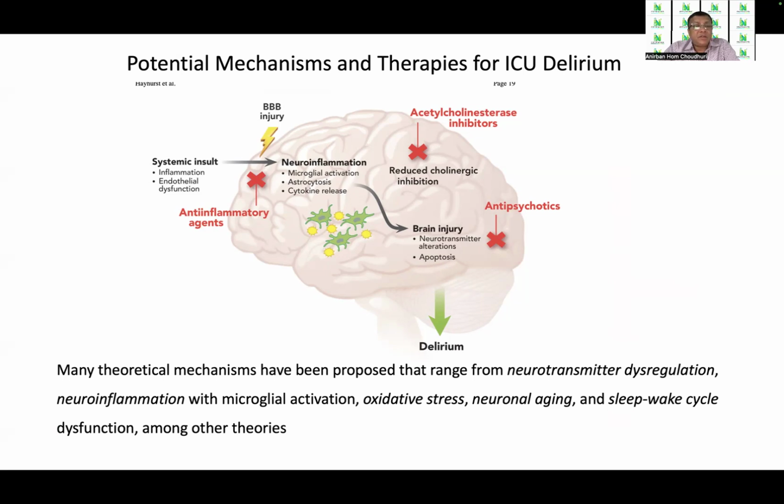And therefore, whenever there is a systemic insult, there is inflammation and endothelial dysfunction. So this all leads to microglial activation, astrocytosis, and cytokine release, and these are all possible because of disruption or injury to the blood-brain barrier. And in those particular types, anti-inflammatory agents act by inhibiting this step. The anticholinesterase inhibitors act by reducing cholinergic inhibition. The antipsychotics act on the neurotransmitter alterations and apoptosis. So all of them have varied influences on the causation of delirium.